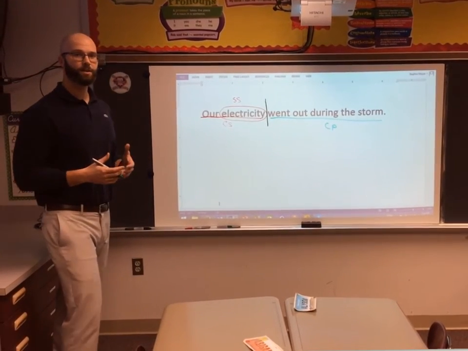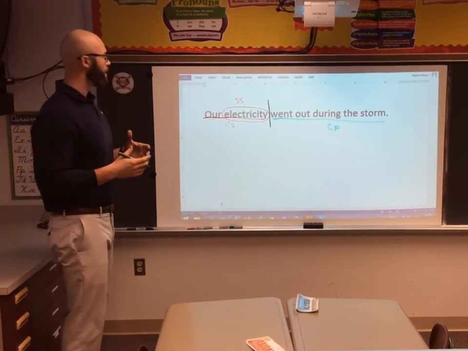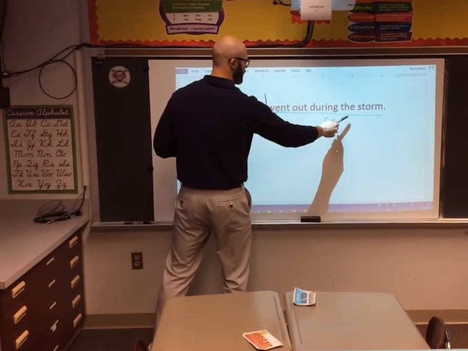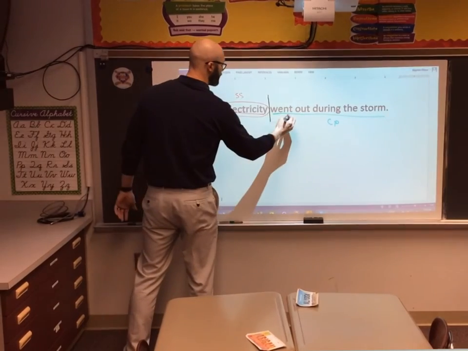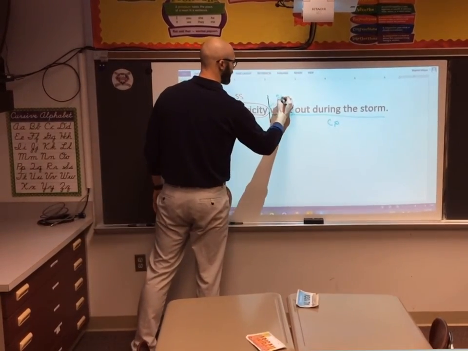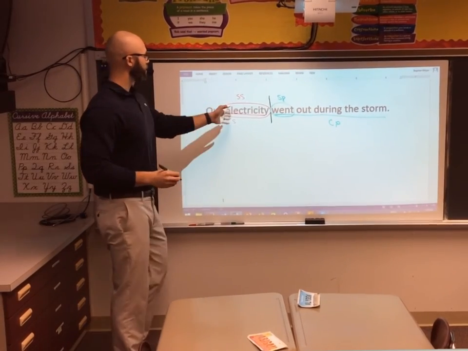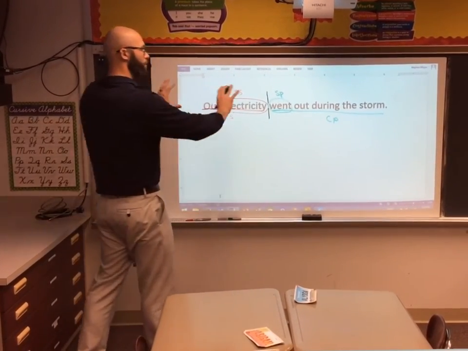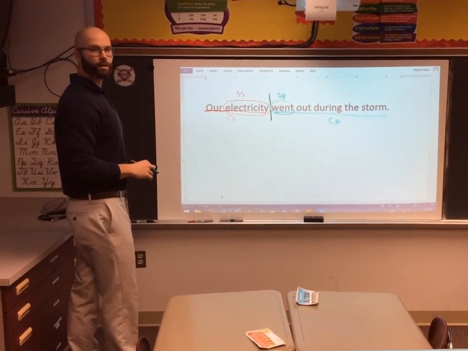The last thing we need to do is look for the simple predicate, and the simple predicate is going to be a verb. So when I look over here, I know storm, the, during, out, they're not verbs, but went is. So this verb becomes our simple predicate. So now you have electricity as our simple subject, and went as our simple predicate, and we have our complete subject and complete predicate underlined.